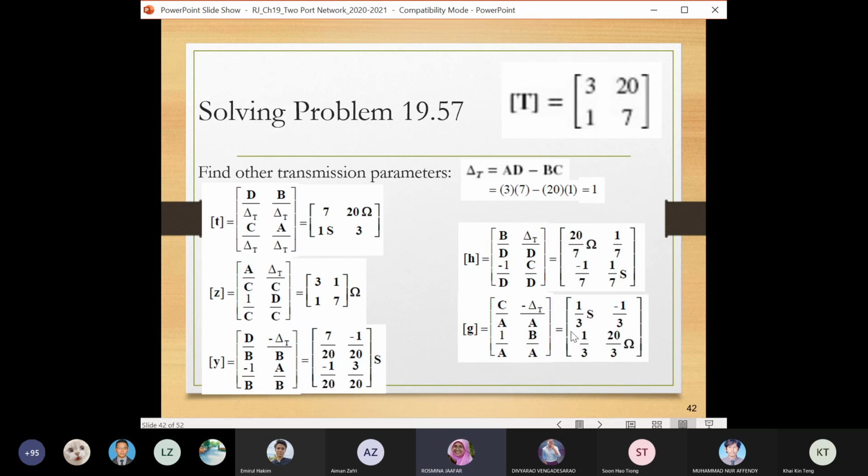For the G parameter, you will have 1 over 3, negative 1 over 3, 1 over 3, and 20 over 3. And for the units of the small g parameters compared to the hybrid, the units are opposite. Here you have Siemens, and the last one you have ohms.